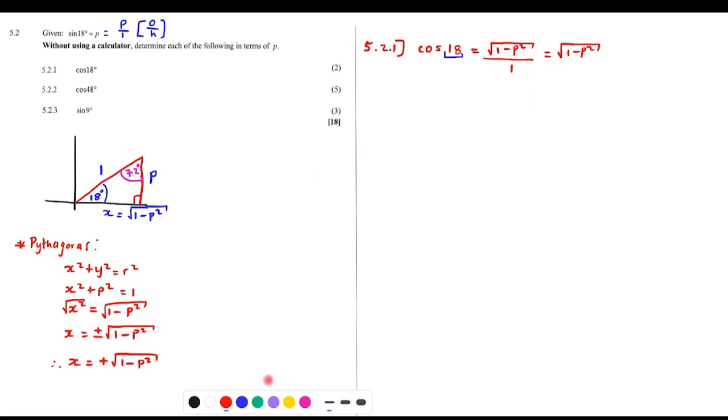Alright, now let's look at the second one. Now the second one here, we say 5.2.2. We're being asked to find cos 48. Now looking at this, we can see that cos 48 is not there. So what we're going to do is go into our calculator and try to use all the terms that we know to see if we can write 48 using these angles, or something else that we know.